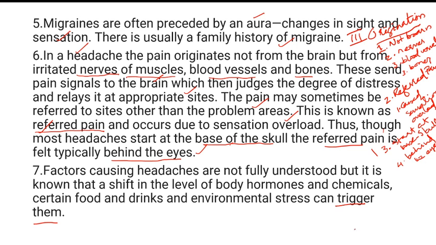Factors causing headache are not fully understood, but it is known that a shift in the level of body hormones. Reasons for headache. First reason, shift in level of body hormones and chemicals. Second, certain food and drinks. And third reason is environmental stress. So these are the reasons.